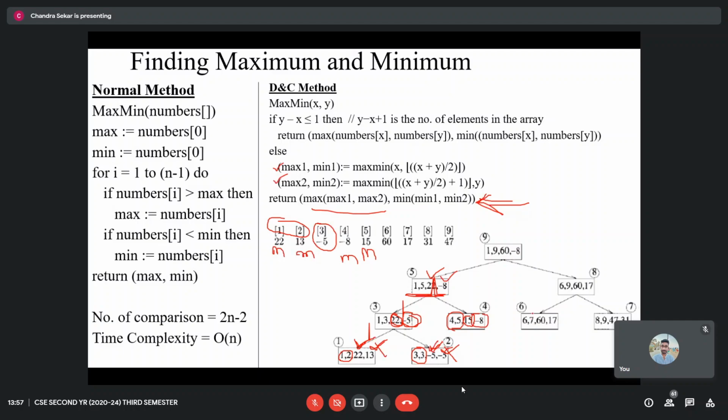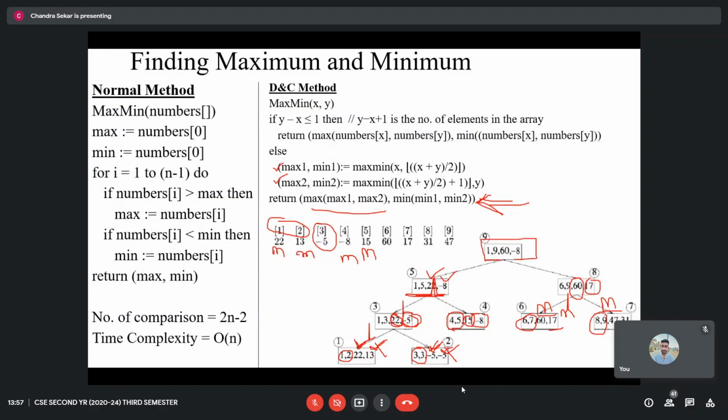And similarly here again, among 6 and 7, the max and min are chosen. And similarly among 8 and 9, max and min are chosen. And then among these two max, the maximum value is chosen as the max here. And among 17 and 31, the minimum value is chosen.